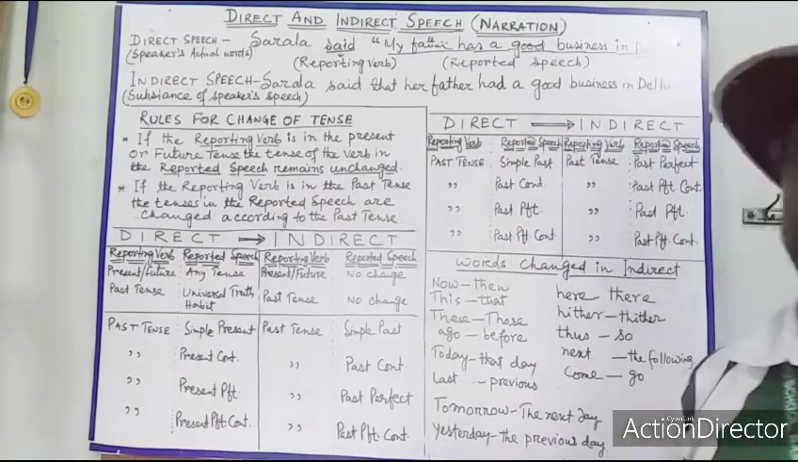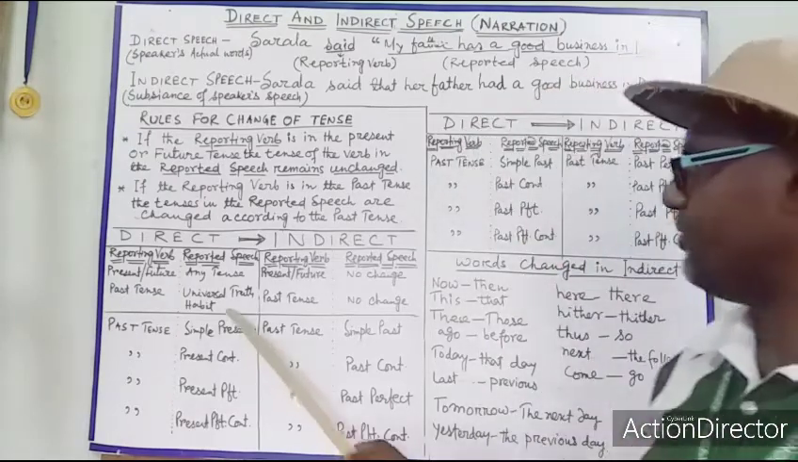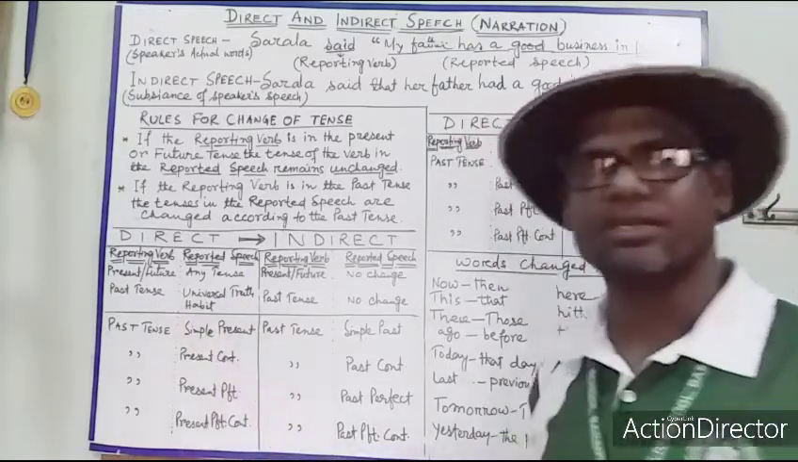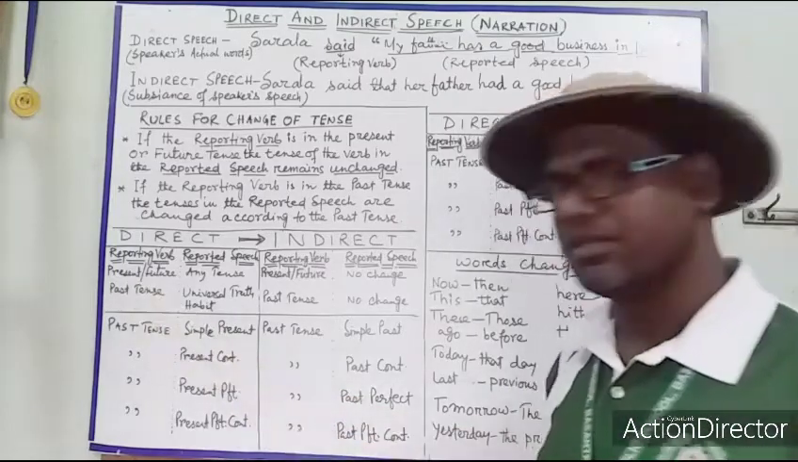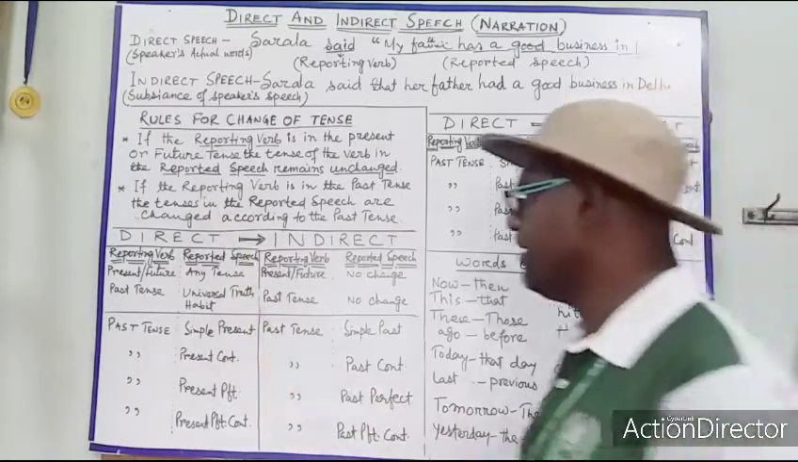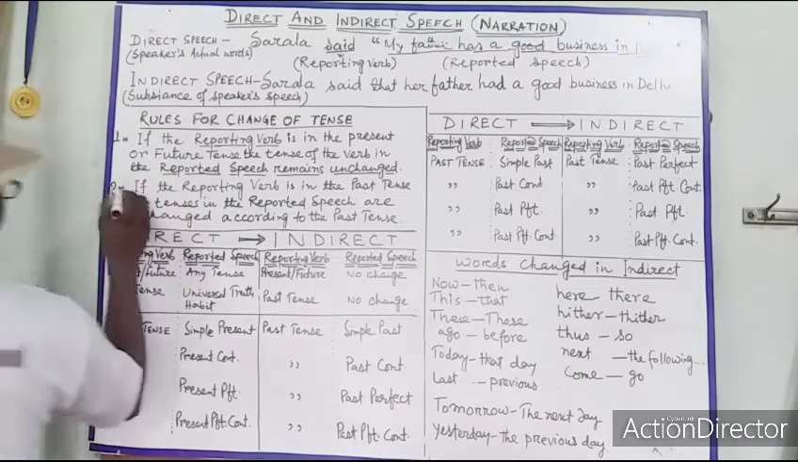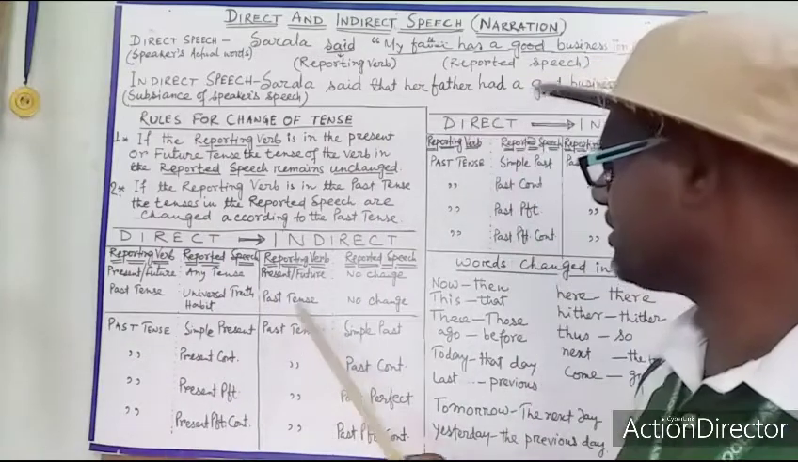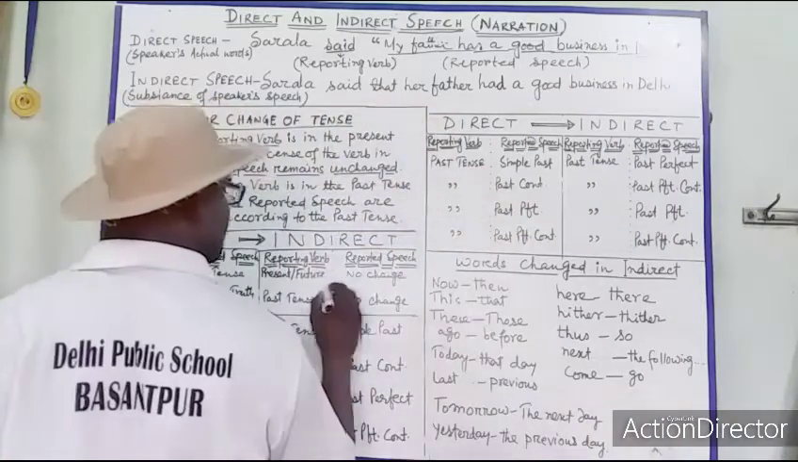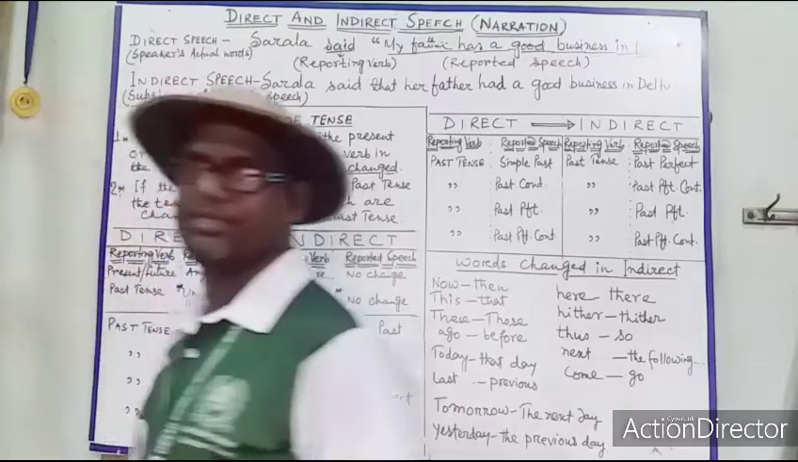Habit, you do anything every day, or somebody does anything every day, those are also habitual action. So whenever there is in the direct speech universal truth or habit, if the reporting verb is in past tense, so as per rule, that will not be changed. Suppose this is the first rule and this is the second rule. As per second rule, we need to change that, but here there will be no change. This is the exceptional case, because of universal truth and habit.